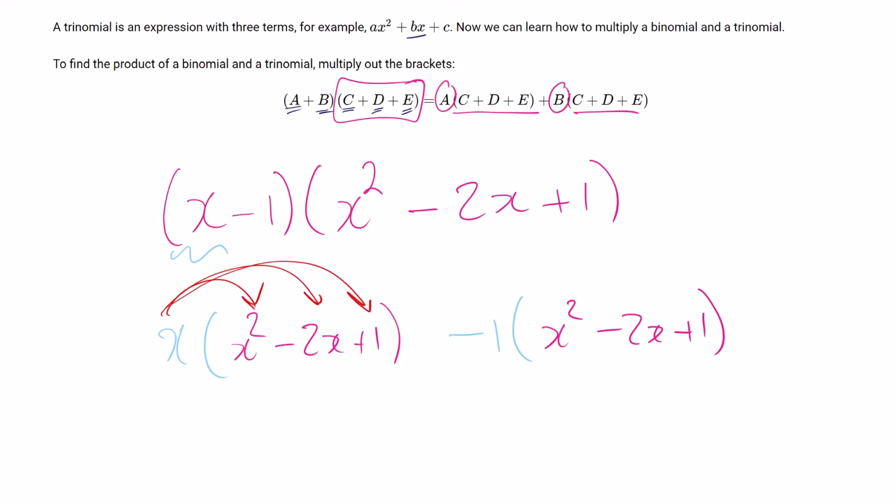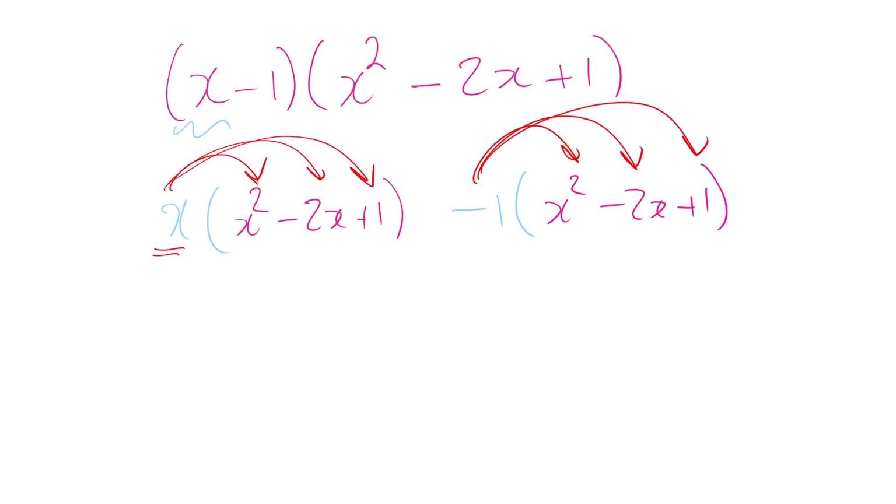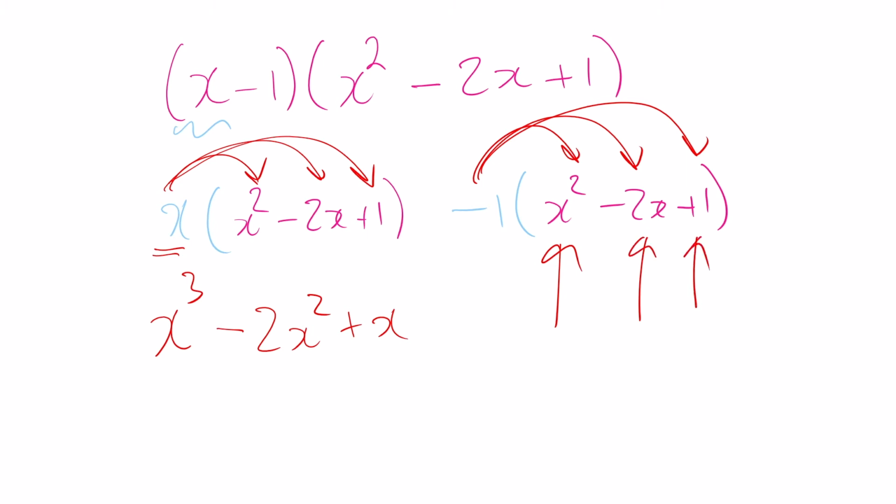Just follow the arrows, and we find that, well, the first multiplication, x with x squared, that's going to give us x to the power of 3. X multiplied by minus 2x, that's going to give you minus 2x squared, and then last, x. Now we're going to take that negative 1, we're going to multiply it with each of these terms. That's going to give us negative x squared, positive 2x, negative 1.